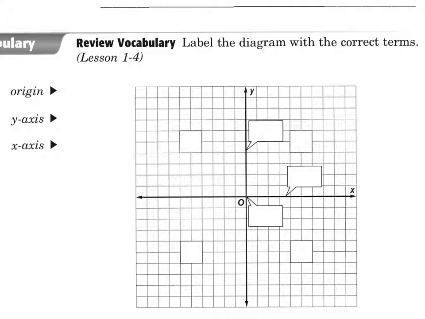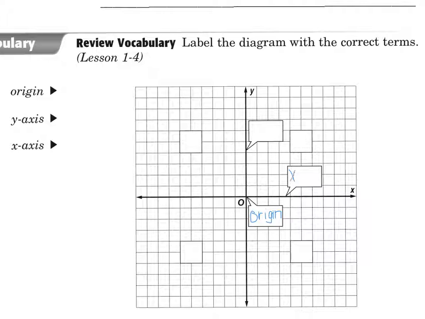In this section, we will discuss graphing in 4 quadrants. The first thing we'll do is to review vocabulary. The origin. The origin is the point at 0, 0. It is where the x and y axes intersect.